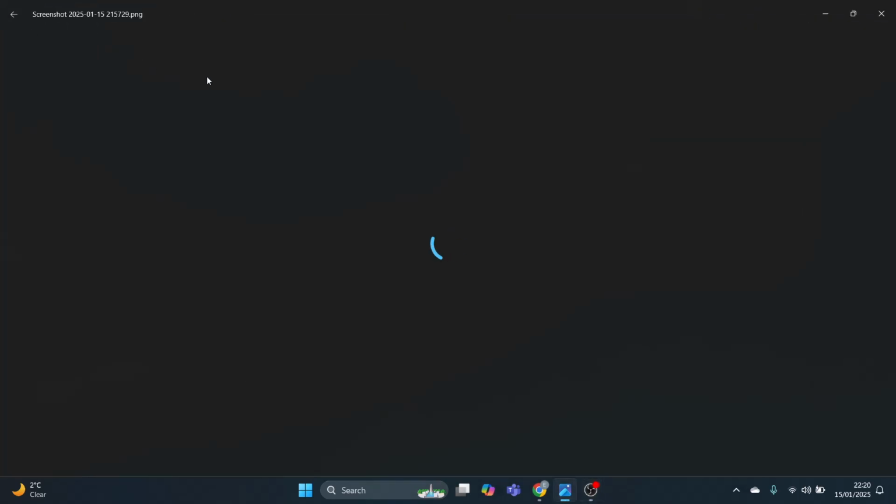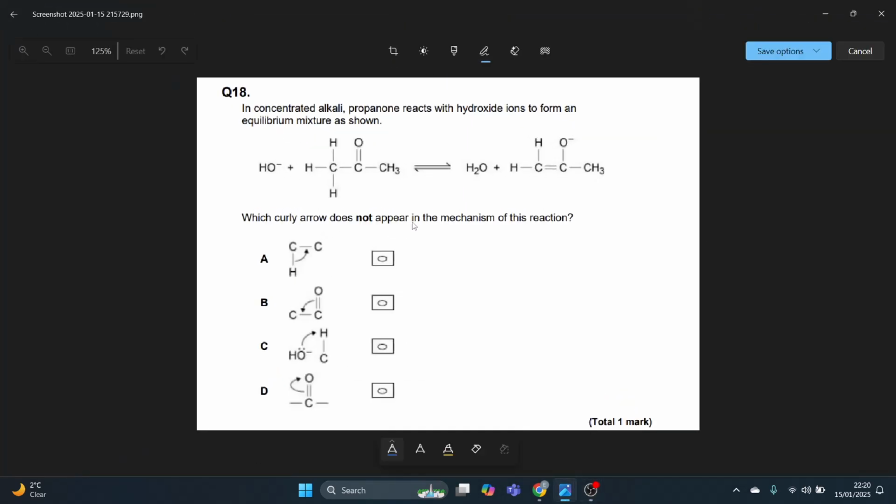Question 18. Which curly arrow does not appear in the mechanism of this reaction? In concentrated alkali propanone reacts with hydroxide ions to form an equilibrium mixture, shown. Equilibrium. This with a CH, that definitely will happen. It definitely will appear because then there's one carbon double bond. Now I'm left with B, C, and D.